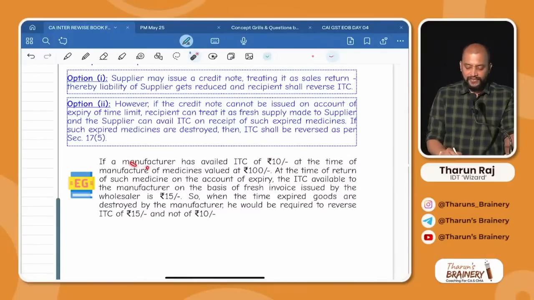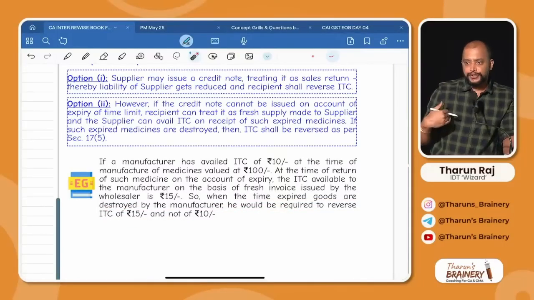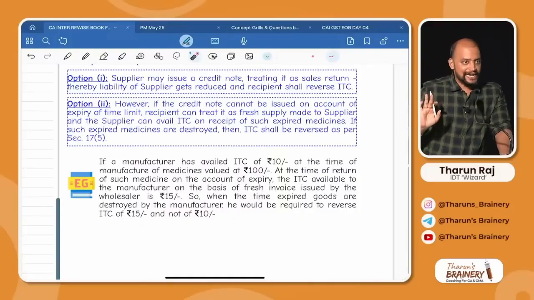See here, manufacturer has availed ITC of 10 at the time of manufacture of medicines, valued at 100. At the time of return of such medicine on account of expiry, the ITC available to the manufacturer on the basis of fresh invoice issued by the wholesaler is 15. So when the time expired goods are destroyed by manufacturer, he will be required to reverse ITC of 15 and not 10. Whatever you are raising invoice to me, that much I will reverse the ITC.